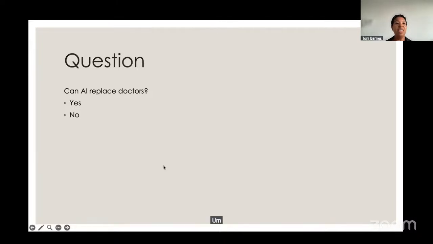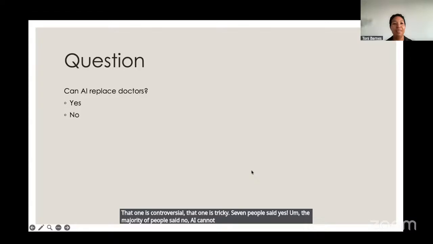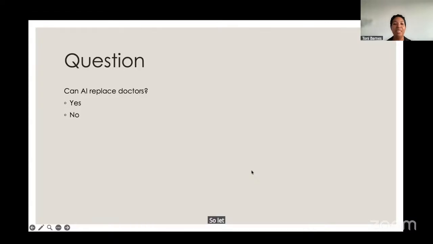And then the next question is, can AI replace doctors? Yes or no? That one is controversial. That one is tricky. 7 people said yes. The majority of people said no, AI cannot replace doctors. So let's see. It's a point of discussion.